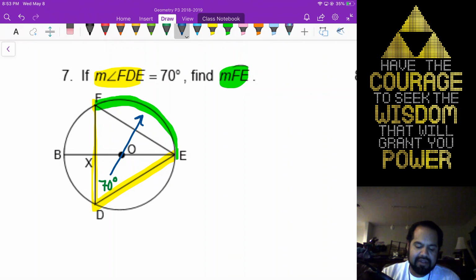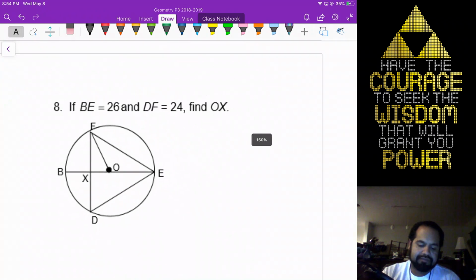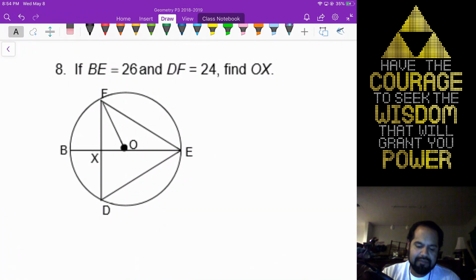Anyways, so here's 140 degrees because you double it. You go from the angle to the arc. Now BE, right here, 26. That whole thing is 26. And then we're told that DF is 24.